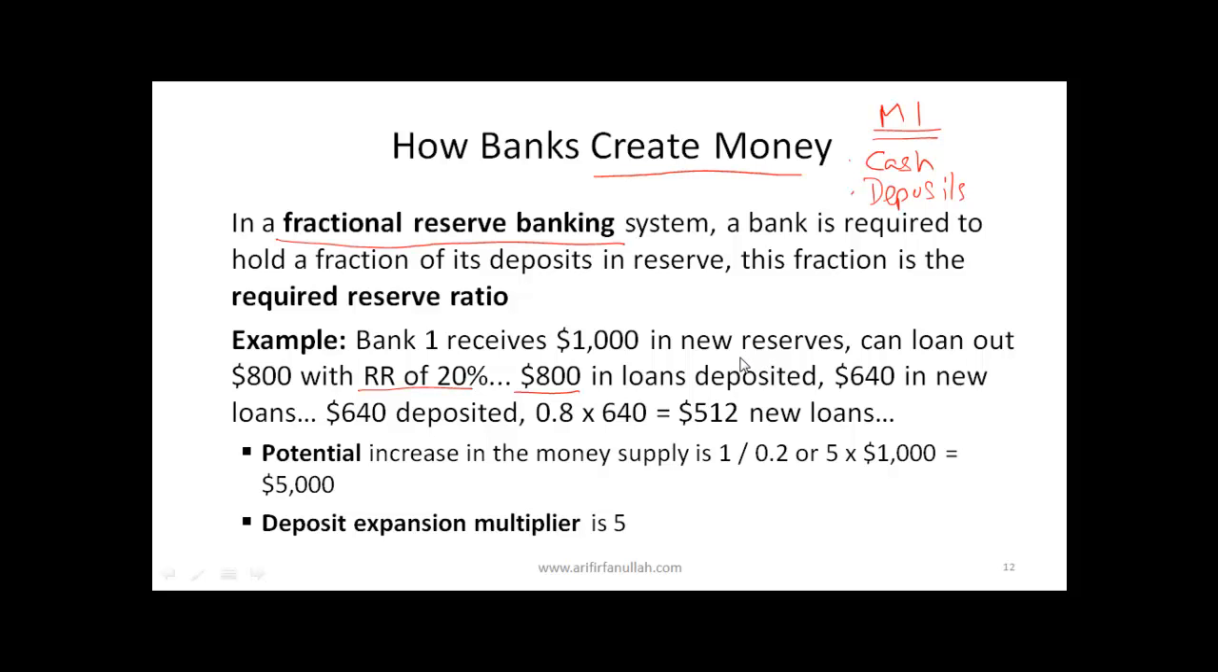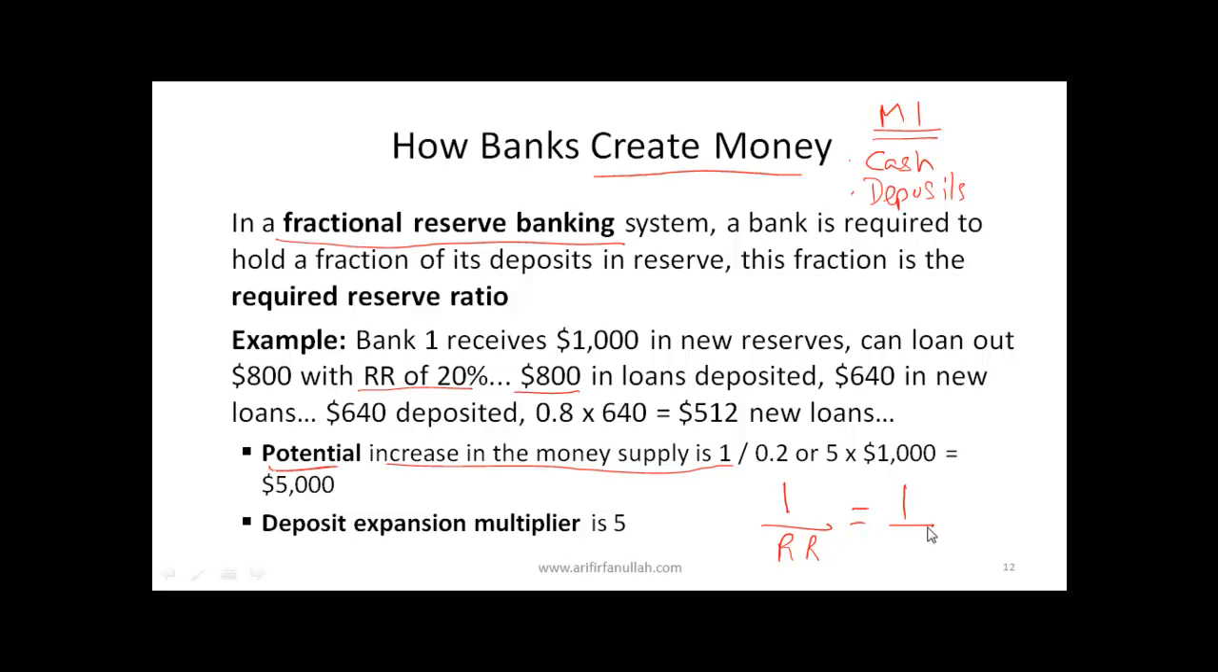There is a mathematical proof that you don't need to learn. If you really want to know it, we can discuss it later after the exam. But for now, all you need to know is that the potential increase in money supply, and I'll tell you why I say potential, is 1 divided by the reserve ratio.